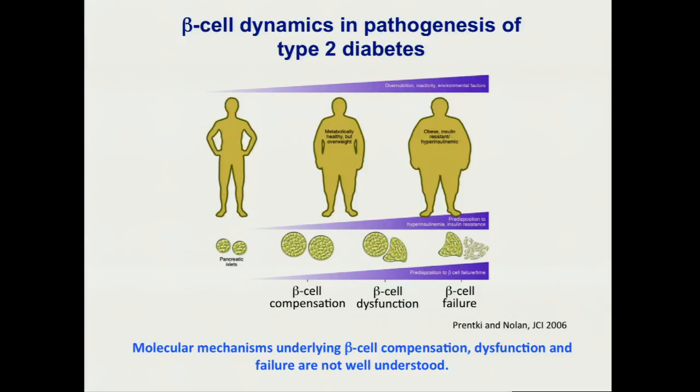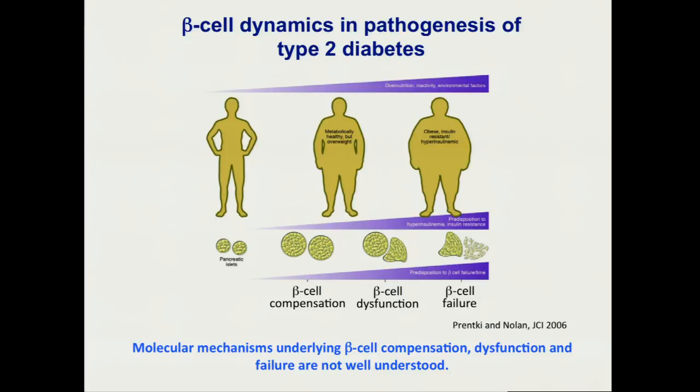This insulin resistance creates a burden on the insulin-producing beta cells, so they have to compensate. They usually compensate by increasing insulin secretion and also the beta cell number. This early phase is called beta cell compensation, and afterwards beta cell dysfunction and then beta cell failure, in the nomenclature of the field. The mechanism underlying this process is not very well understood.